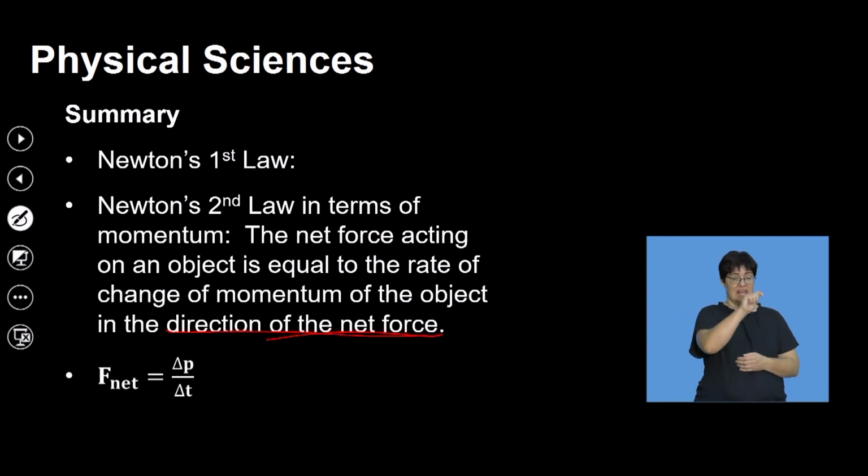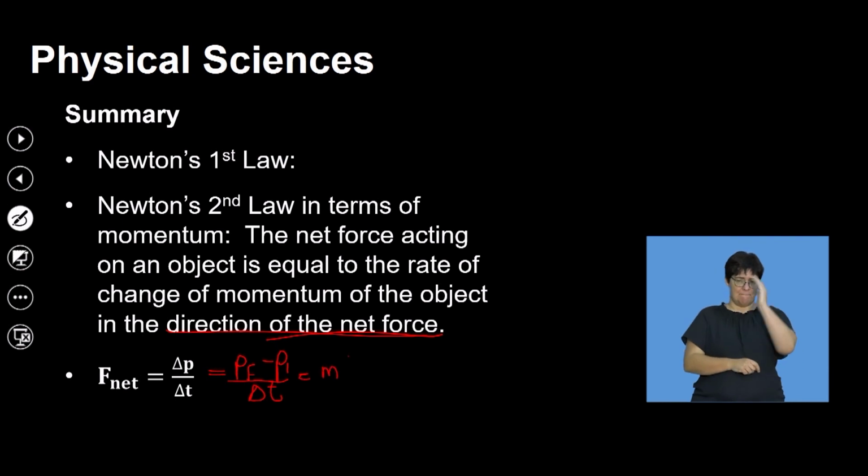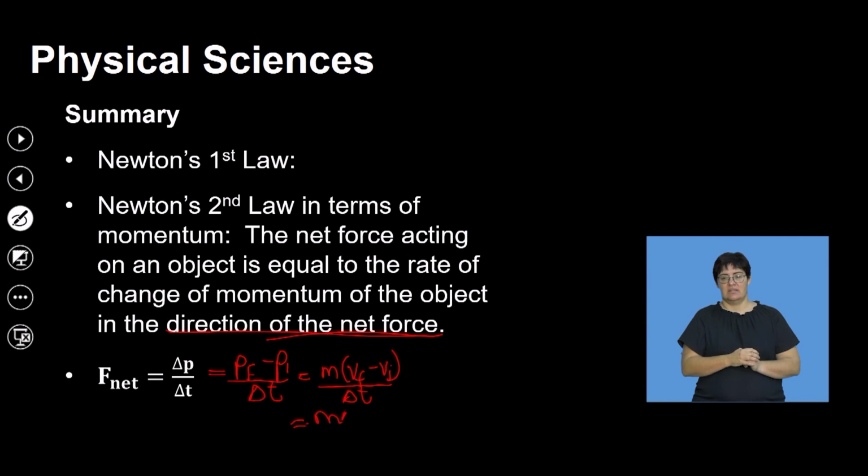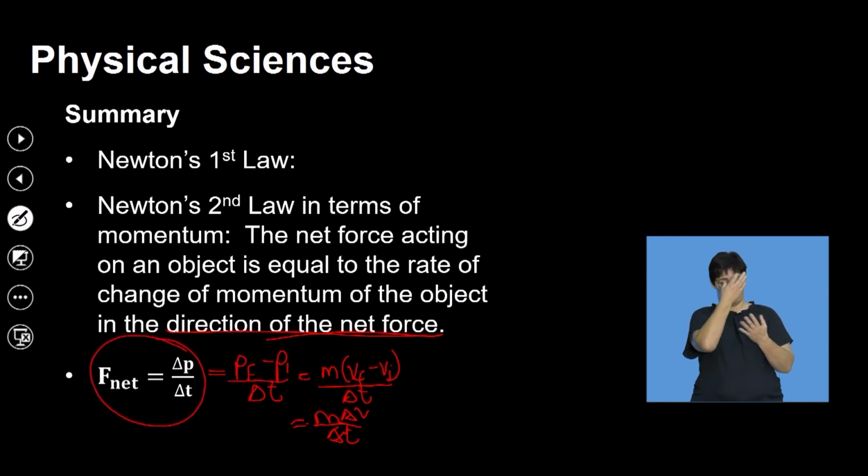Then we had the equation, F net equals delta P over delta t, okay? Remember, we can make that final momentum minus initial momentum over delta t, and we can also write it as mass times final velocity minus initial velocity, which is m delta v over delta t. Okay. This is the equation that's given to you on your information sheet.